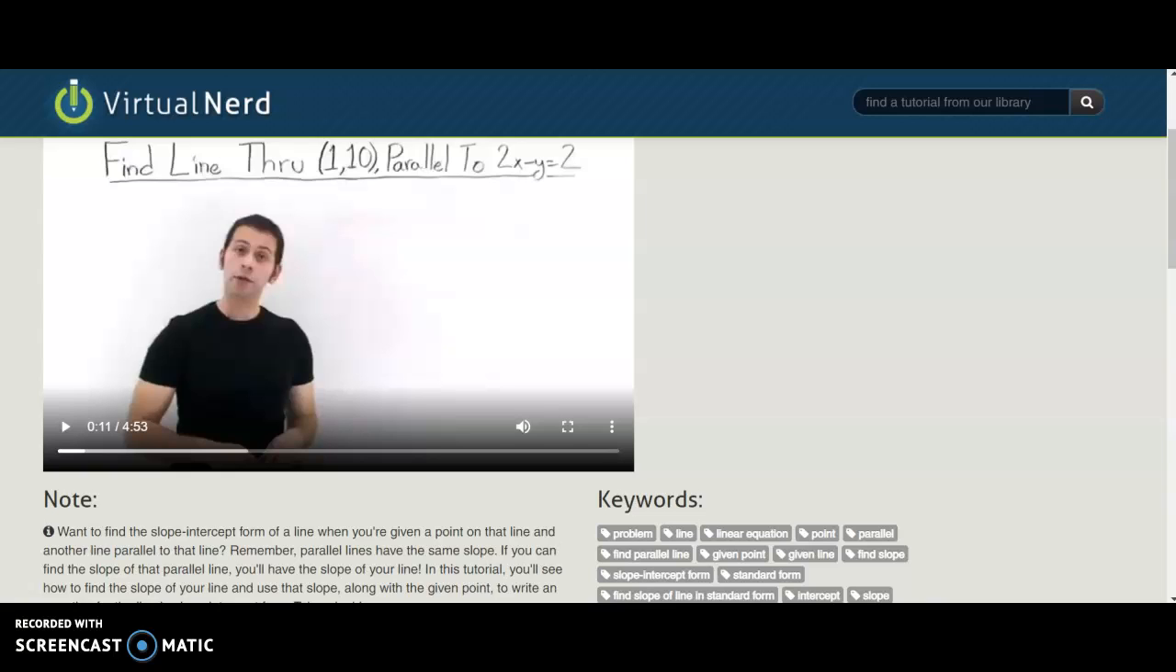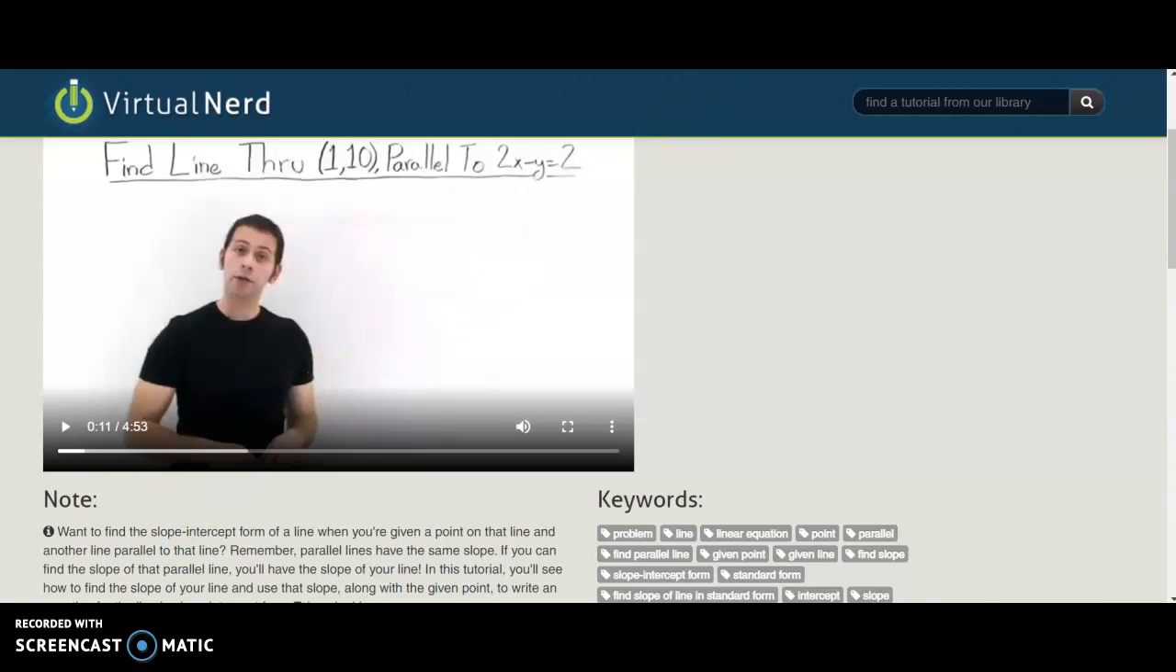Hey folks, you've probably already seen this Virtual Nerd video talking about how to find a line in slope-intercept form which goes through the point (1, 10) and is parallel to the line 2x minus y equals 2. Now he just showed you how to do it by hand. Now I'm going to show you how to use Desmos to do it.